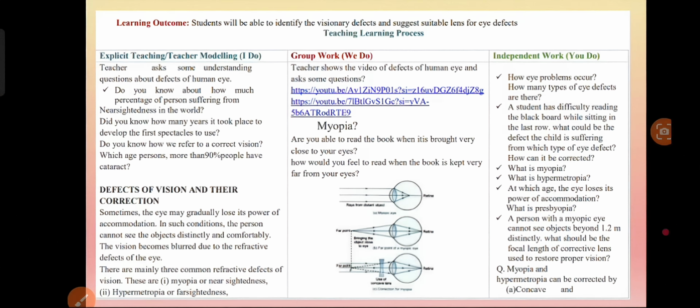Here we can see the explicit teaching. When we are going for a period, first of all we have to go for the learning outcome. According to the learning outcome, what type of activities do we have to perform? That is the I do activity, the teacher modeling activity, then the we do activity, the group or peer activity, and the you do activity, the independent activity which has to be done by the student. That means in the teaching-learning transaction in the classroom, we have to perform I do, after that we do, and after that you do activity.